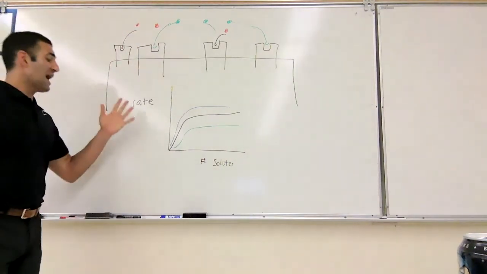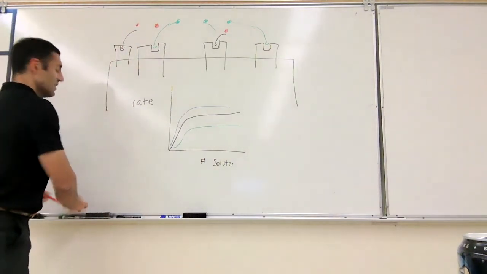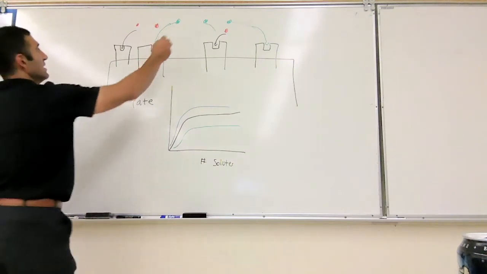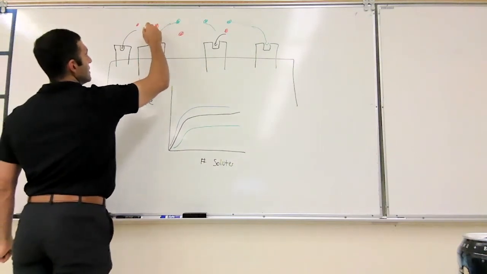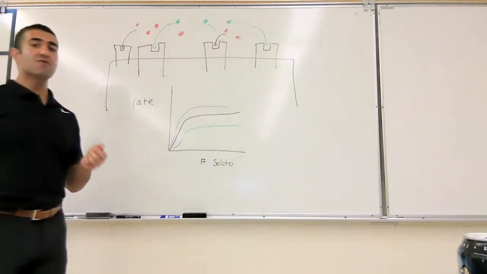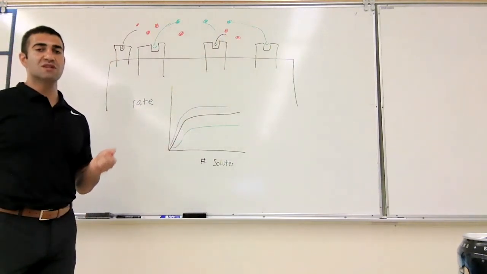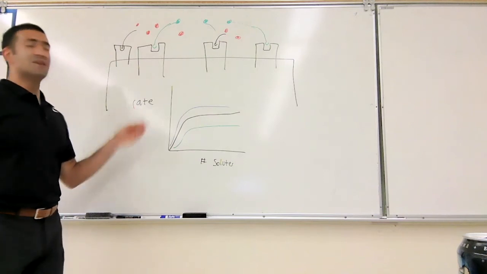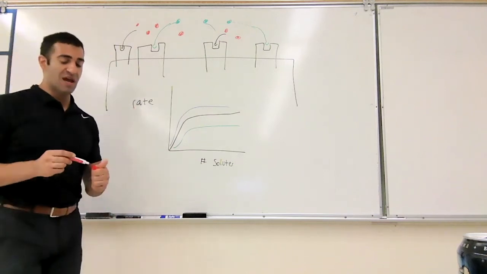Now, if I were to add a bunch of fructose solutes like this, that means there's a greater chance that fructose will bind with carrier proteins other than glucose, and the rate of glucose transport will go down even more.